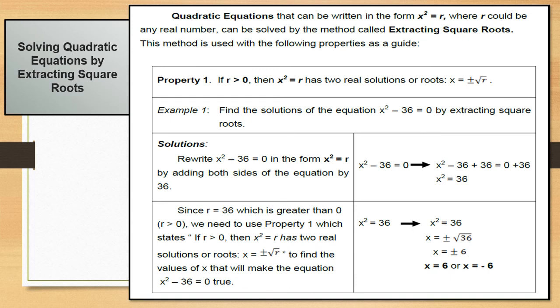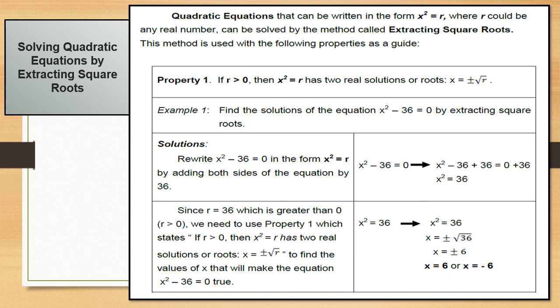Our solution is to write x squared minus 36 equals 0 in the form x squared equals r by adding 36 to both sides of the equation. So we have x squared minus 36 equals 0, then x squared minus 36 plus 36 equals 0 plus 36. Then x squared equals 36.